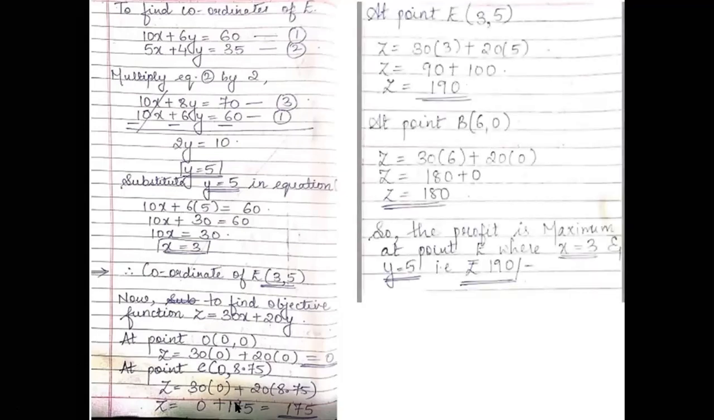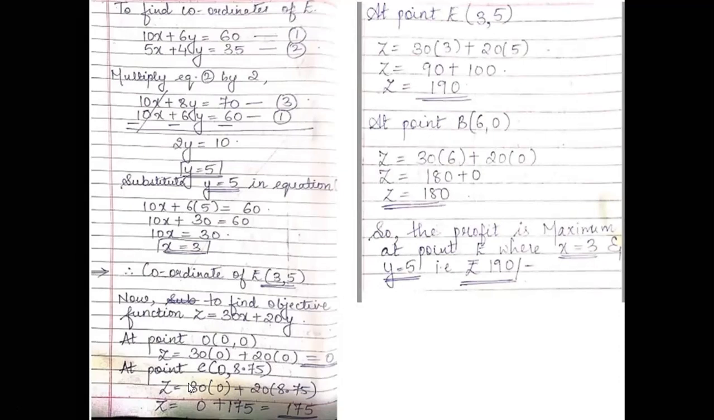Now we have to find the objective function z. As we saw, we have to find the optimum solution. An optimum solution will be given by the objective function. So class, whatever feasible region coordinates you took, you will be substituting in the value z. So our feasible region was O, C, E and B. As you can see class, I have substituted all the 4 points one by one. At point O, 0, 0, 30 into 0 plus 20 into 0 gave me 0.